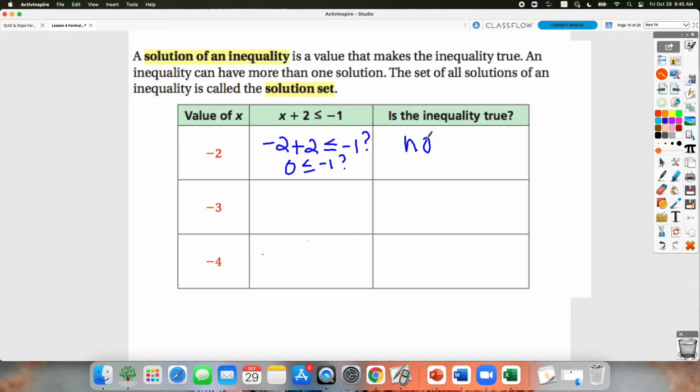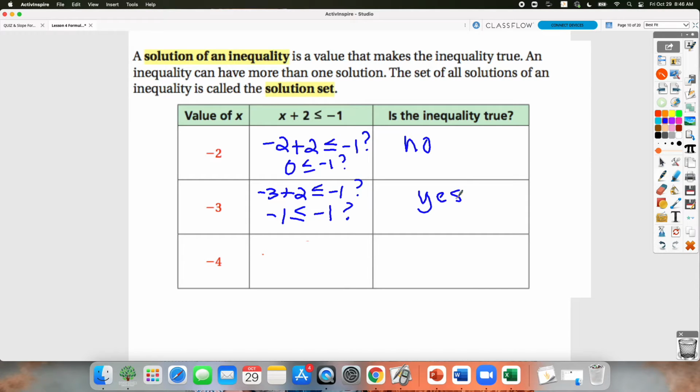All right, we're going to test negative 3 and see if it works. So instead of x plus 2, I'm going to have negative 3 plus 2, and I want to see if that's less than or equal to negative 1. This is just like when we were checking our answers to equations. We would go back and substitute them into the original equation. That's exactly what we're doing right now. So what does negative 3 plus 2 give me? Negative 1. So guys, is negative 1 less than or equal to negative 1? Yes, it's equal to, so that fits that description, right? So negative 3 would be part of my solution set.